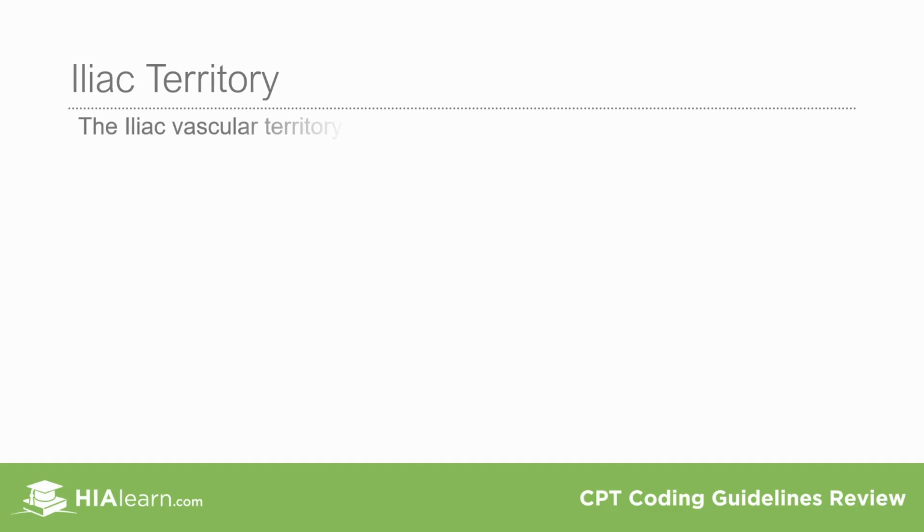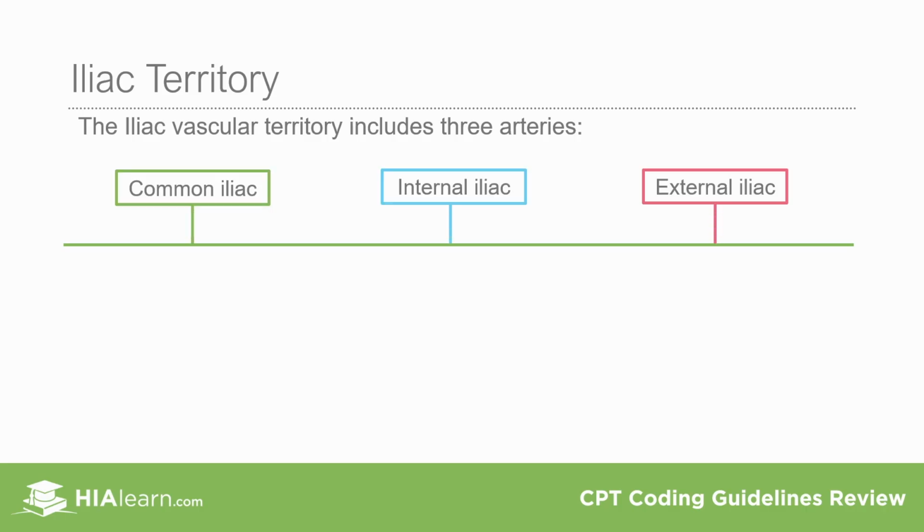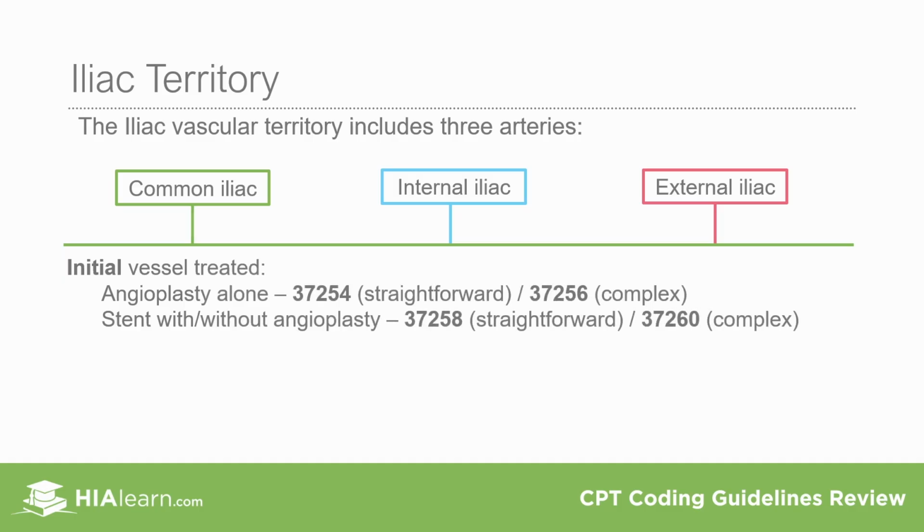The iliac vascular territory is divided into three vessels: the common iliac, internal iliac, and external iliac. To report angioplasty alone or stent placement with or without angioplasty in an initial vessel in the iliac territory, assign codes 37254 or 37258 for treatment of straightforward lesions, or 37256 or 37260 for treatment of complex lesions.